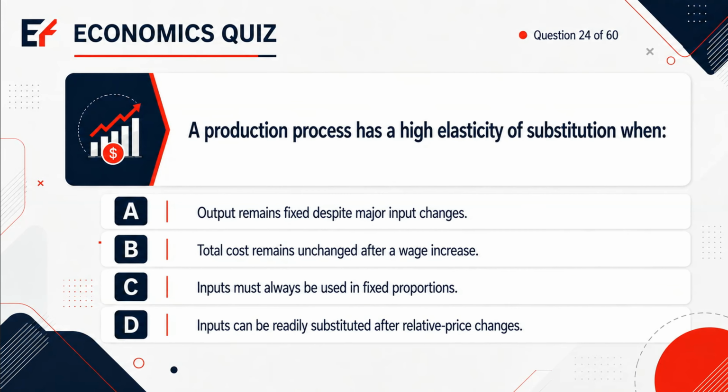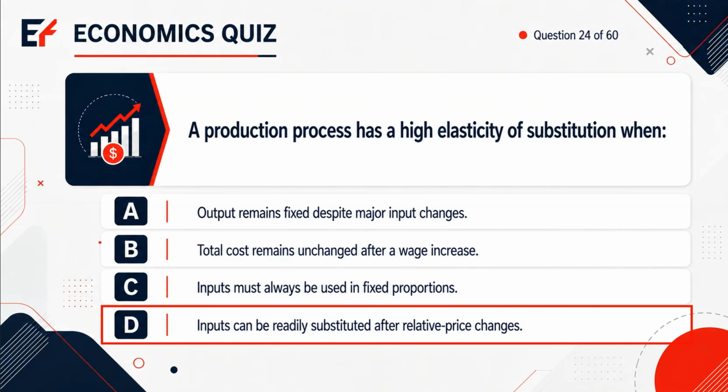Question 24. A production process has a high elasticity of substitution when: A. Output remains fixed despite major input changes, B. Total cost remains unchanged after a wage increase, C. Inputs must always be used in fixed proportions, D. Inputs can be readily substituted after relative price changes. The correct answer is D.